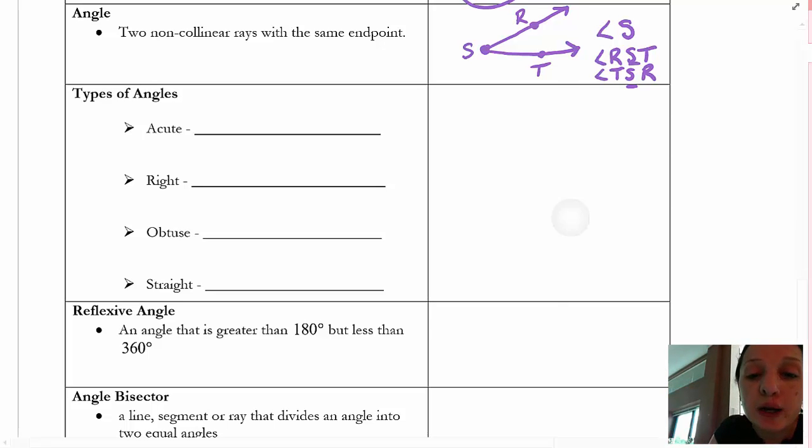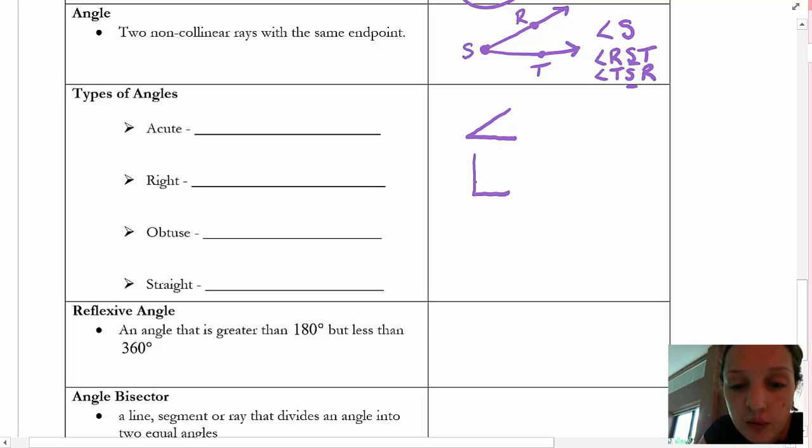All right, what kind of angles do we have? Well, we've got acute, those are teeny tiny cute ones. And then we have a right angle, which is exactly what you think it is. And then we have an obtuse angle, which is the big one. And then last but not least, we have a straight angle, whoop, straight across.